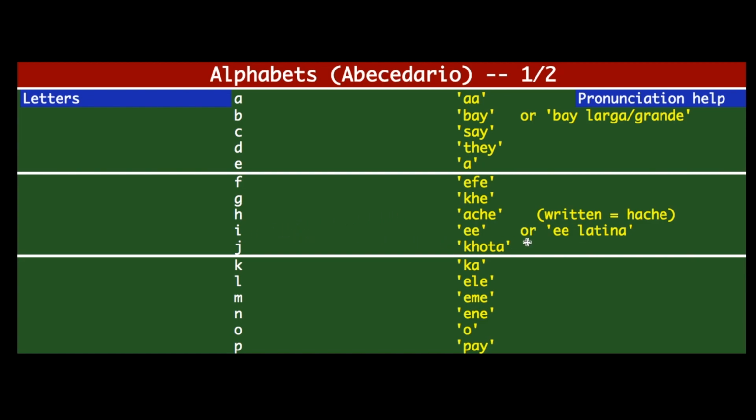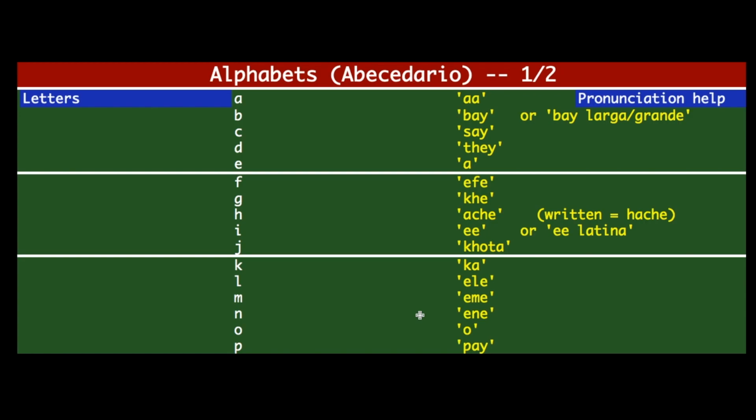I, or it is I Latina. There is another I and we'll see what it is. J is jota. Remember, it is jota. Then K, L, M, N.